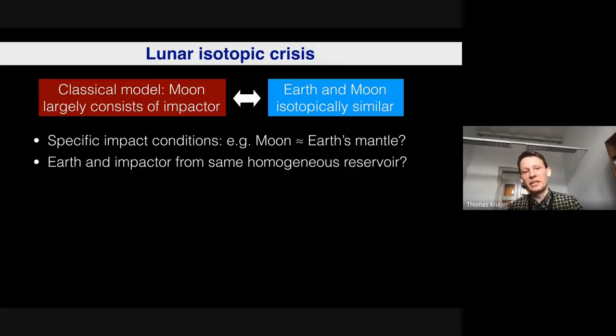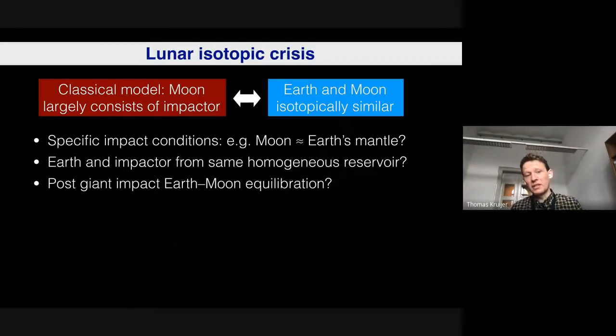The second solution is that the Earth and the impactor derive from the same reservoir in the disk, so in the solar system. And in this case, contrary to what we've seen for different meteorites, you would not have different nucleosynthetic isotope signatures, like for elements like titanium or chromium, but they would simply stem from the same region, and therefore there would not be any isotopic heterogeneity to begin with. And then these observations can also be reconciled.